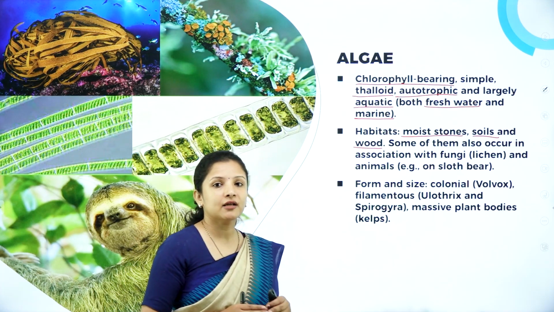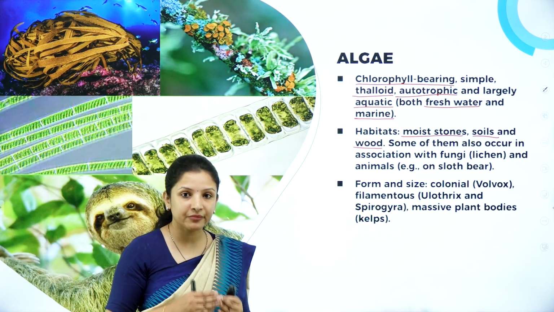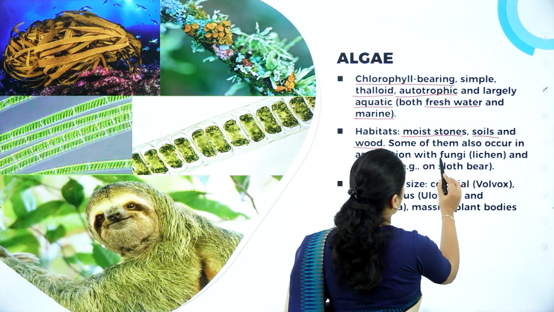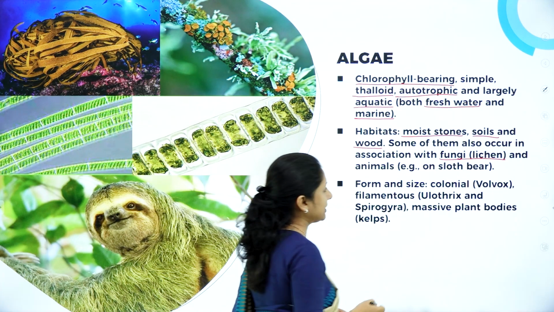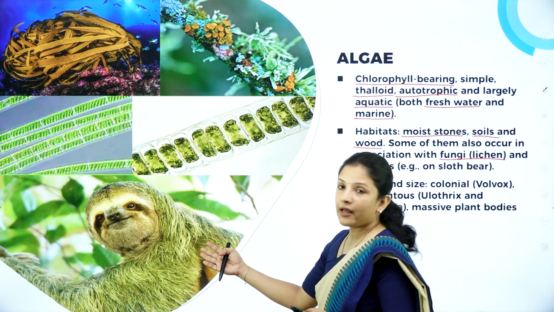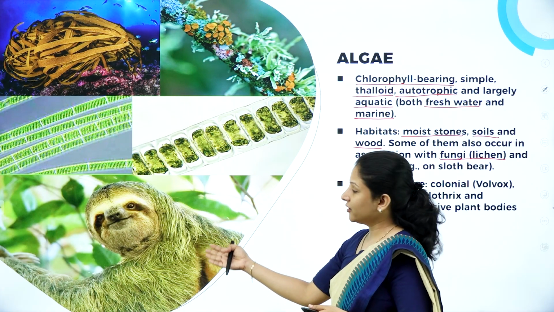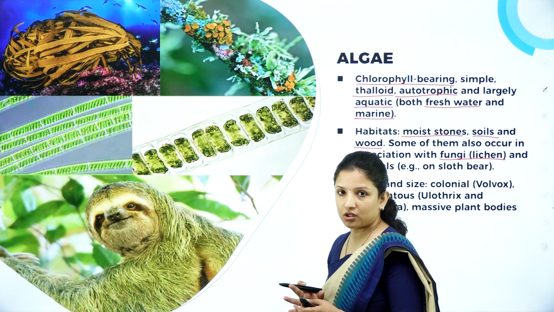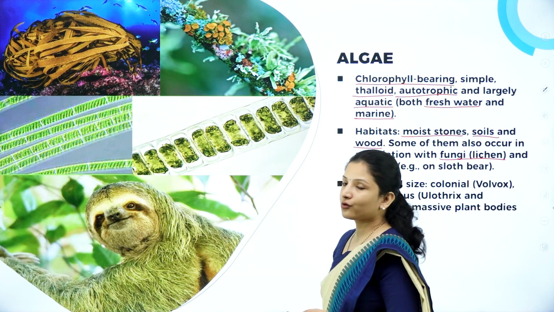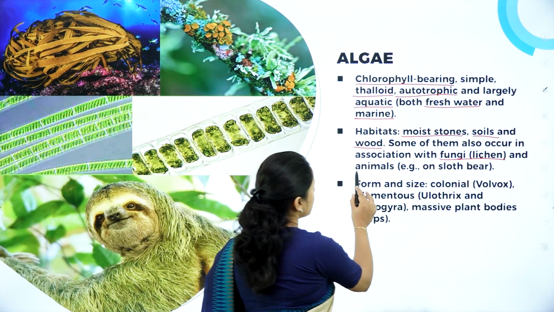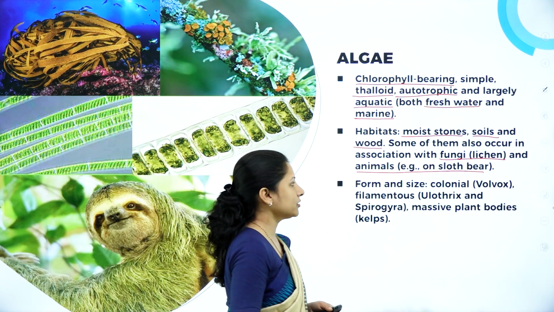And apart from that, algae also shows some symbiotic association wherein you can find them growing along with fungi, that is lichen, and also sometimes you can find them growing on animals, for example sloth bear. So you can see the sloth bear is actually somewhat creamish brown in color, but because of the algae growing on it, it looks green. So they can also grow on some of the animals, for example on sloth bear.